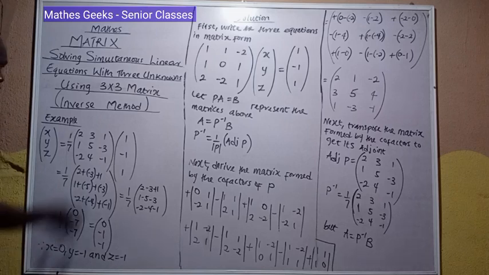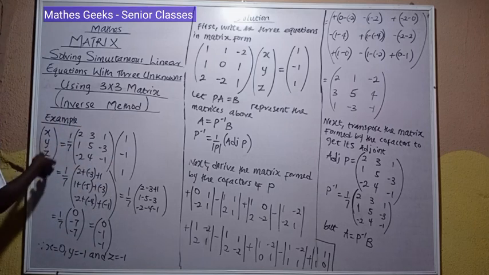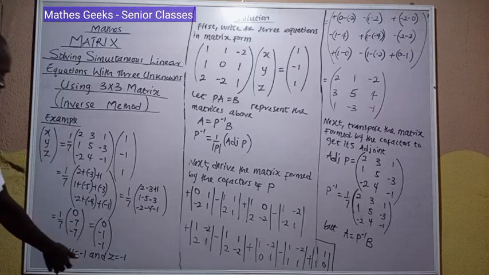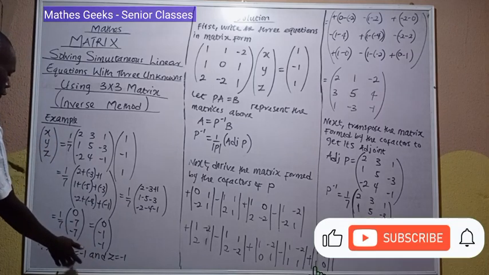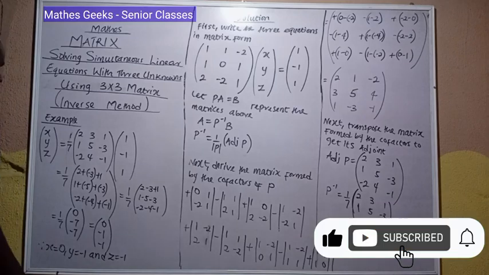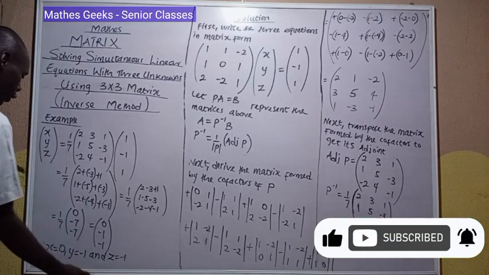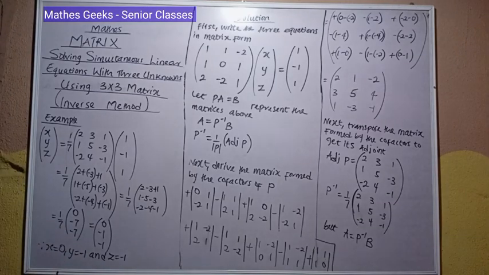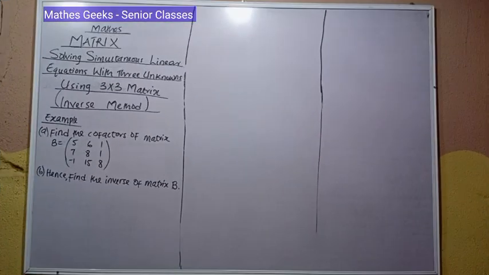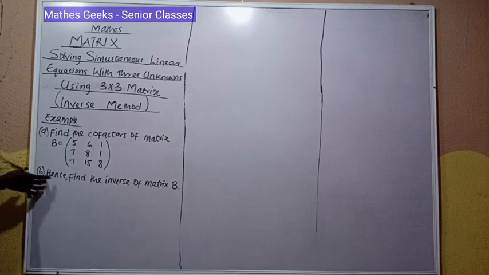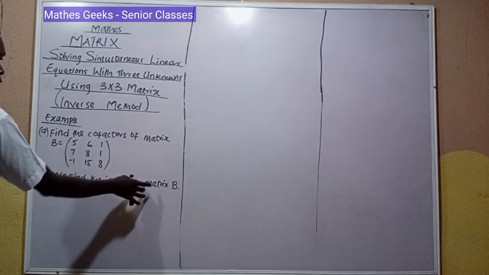But because I'm solving it here, I have to not only give the value of x but also show you the values of the other unknowns. But if the exam strictly follows the instructions, just give them the value of x only. So these are the values of the unknowns. We have to find the cofactors of matrix B. That's the A part. And the B part says we should find the inverse of matrix B.